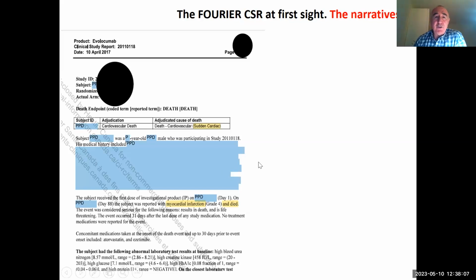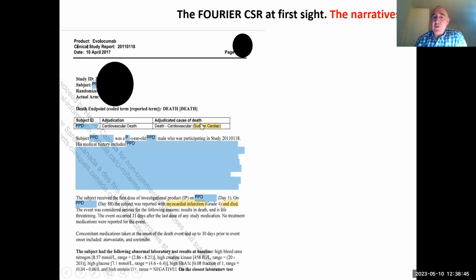You can see on top of the report, like a table, you can read adjudication. Adjudication means the cause of death. In this case, there were 3 possibilities: cardiovascular death, non-cardiovascular death, and undetermined death. And then on the right, you can read in bold the adjudicated cause of death. That was the more detailed cause of death. Let's say myocardial infarction, sudden cardiac death, as this is the case.